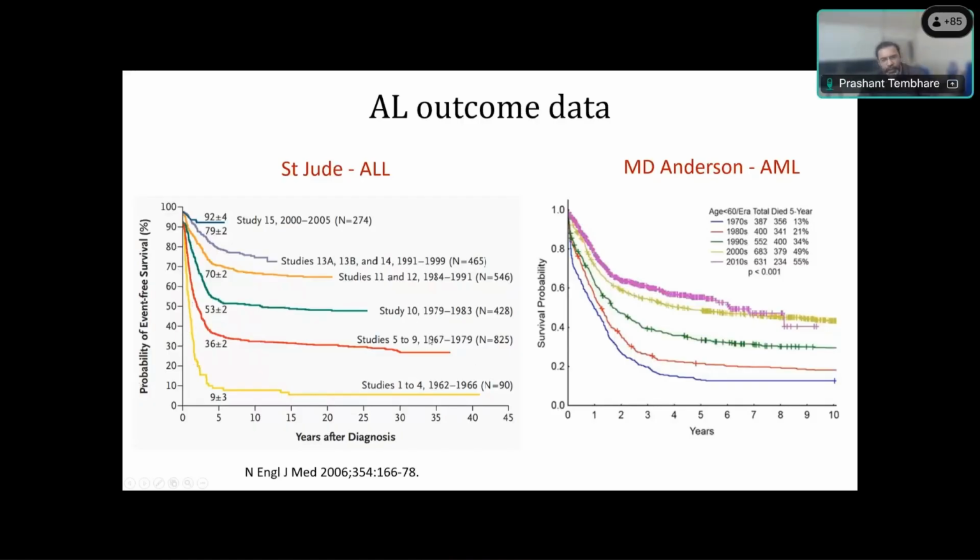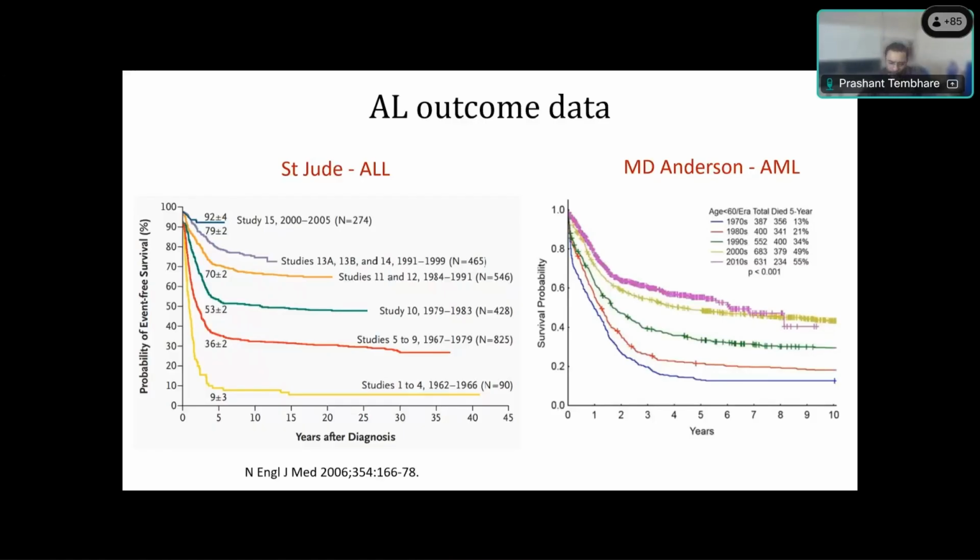But then if you go to the next era, from 67 to 79, it looks like approximately 35 to 40% of patients survive 5 years. Still 60% of patients couldn't survive. Then 79 to 83, 50% of patients survive. Then 84 to 91, 70% of patients survive. And coming to the close, now more than 90% of patients survive at least 5 years from the diagnosis. The same way, with AML also, the survival was very poor, 10% of patients at 5 years, and it improved over a period of years.